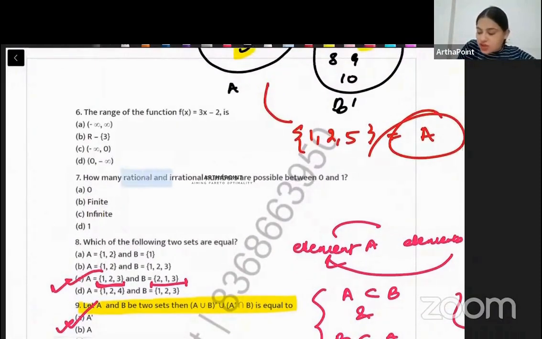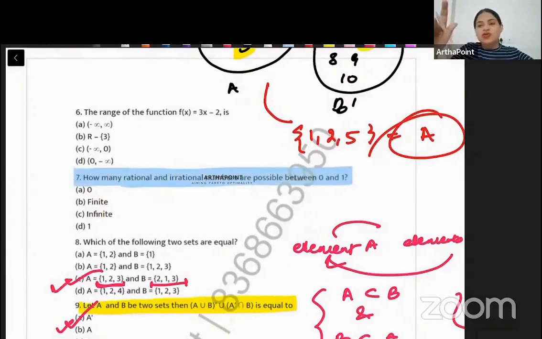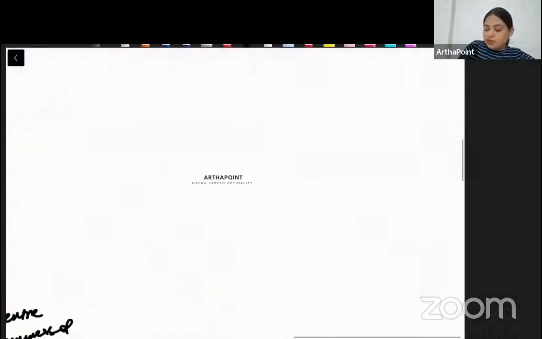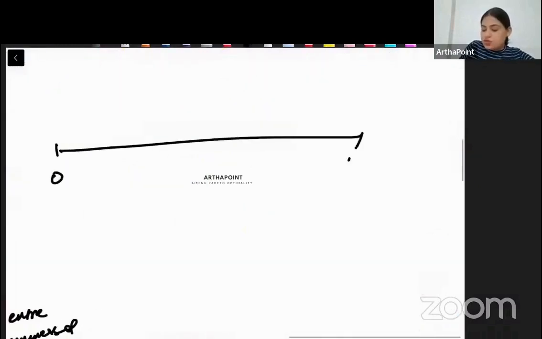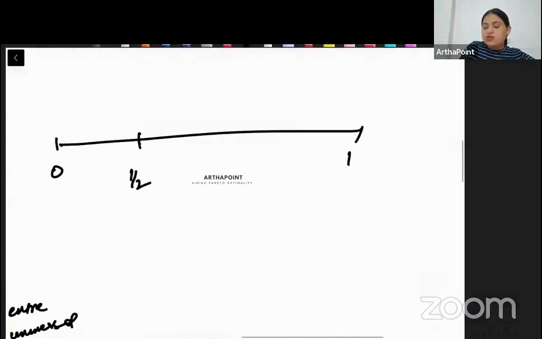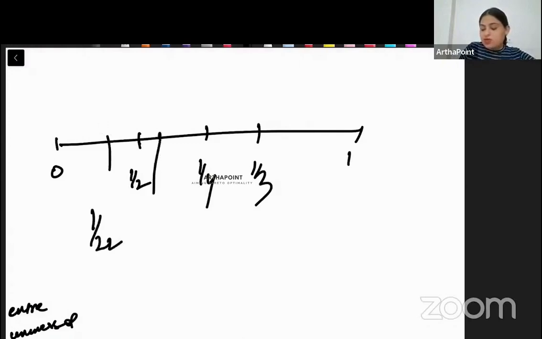How many rational and irrational numbers between 0 and 1? Very good question. It can come in CUET for sure. So the number of rational and irrational numbers between any two numbers, beta, they are infinite. I cannot count them. Example, dekho. This is 0, this is 1. Beta, I can have half also. I can have 1 by 4 also. I can have 1 by 3 also. These are all numbers between 0 and 1. Then I can have 1 by 22 also, 1 by 23 also, 1 by 100 also.